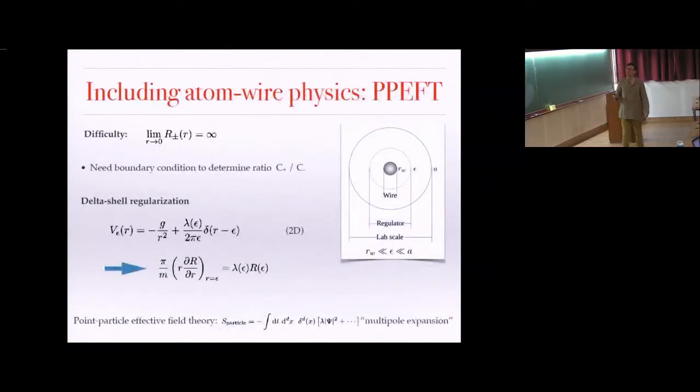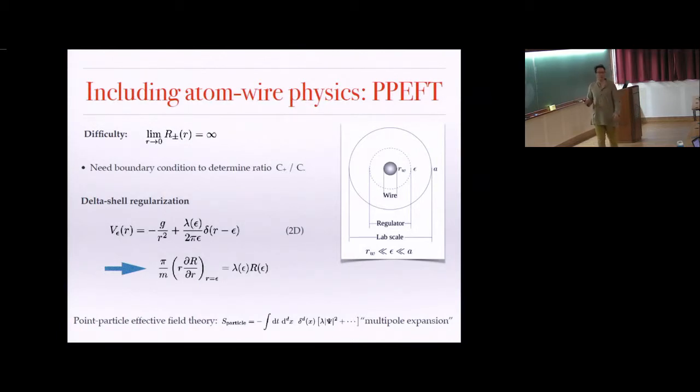Okay, so basically we have this difficulty that these guys diverge in the same way at the origin, and we need some boundary condition to determine this ratio of C plus to C minus. What point particle effective field theory does, if you just keep the first term here and calculate your Euler-Lagrange equations, is add to your effective Schrodinger equation a delta shell term. We put it at our regulator distance, somewhere between the microscopic scales and the macroscopic scales.